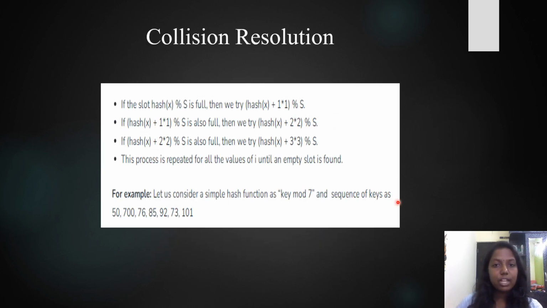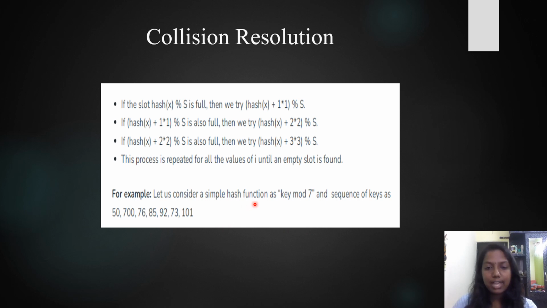Next, these are the functions for resolution again. If hash mod s is full, then we try (hash plus 1 into 1) mod s. If that is also full, then we try 2 into 2. If that is also full, then we try 3 into 3. We repeat this until an empty slot is found.